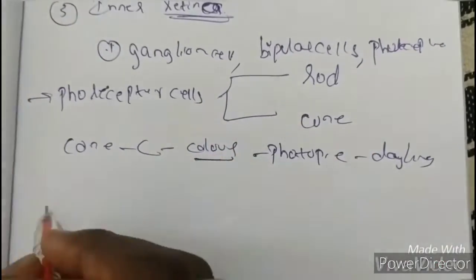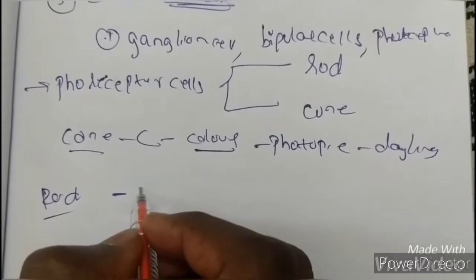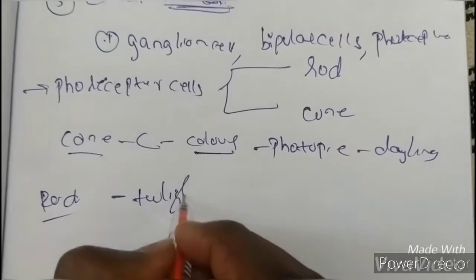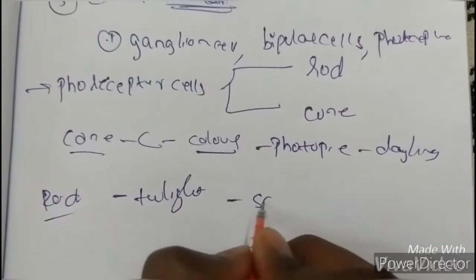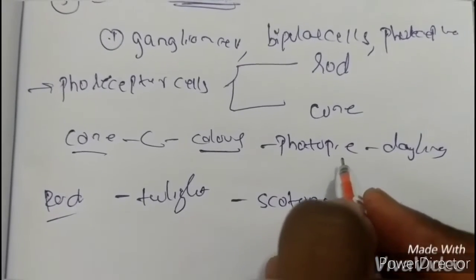Whereas rods are the opposite of cones. They are twilight vision, which means vision in the absence of light. They are called scotopic vision, which means non-color vision.